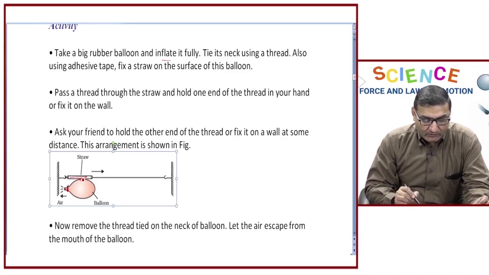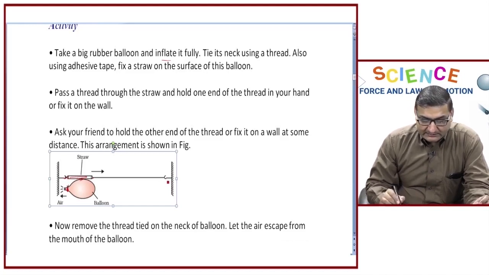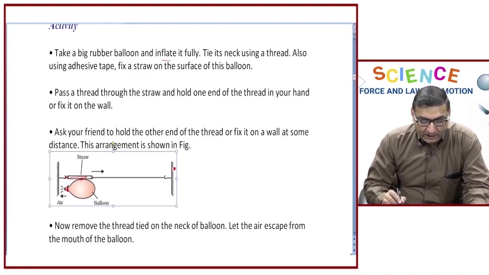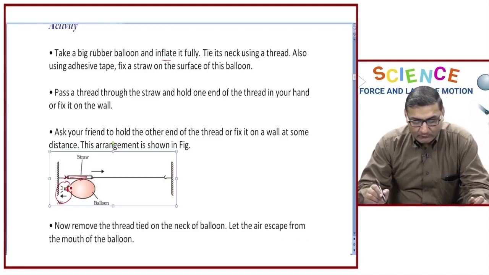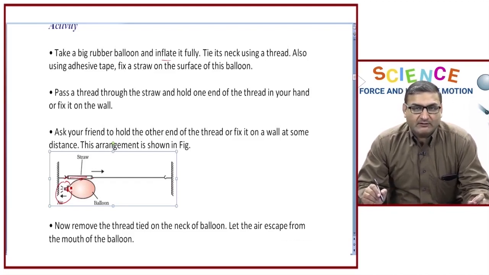With the help of this straw, we pass a thread through the straw and hold one end in your hand and fix it on the wall. Then fix the other end on the other side of the wall. Now we will open up or remove the thread which is tied to the neck of this balloon. What will you observe?